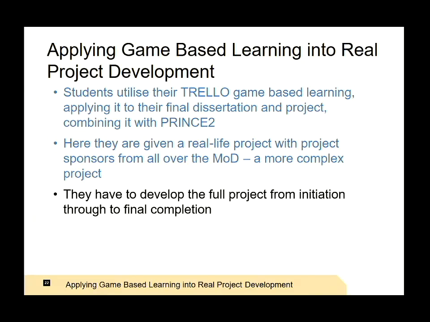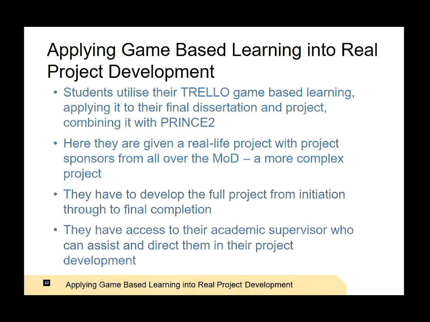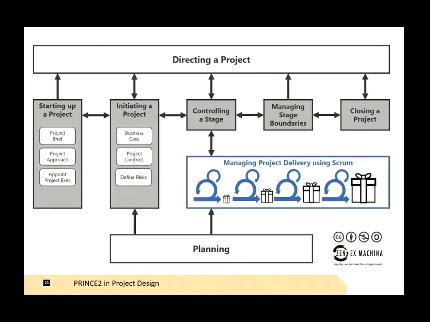Part of that, we also give them some teaching on Prince 2 because that is the government standard for project development. And in the end, it's all combined into a graph, which looks a bit like that. So the Prince 2 is a wrap around the Trello and the Scrum development that happens in that controlling and managing stage.